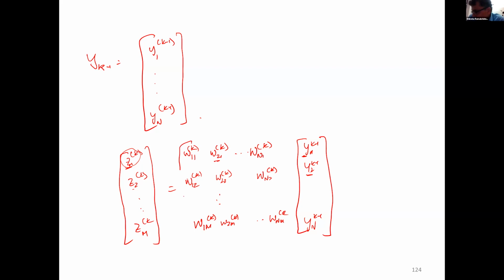So this is my weight matrix. And then I'm also adding a bias. What is the bias that I'll be adding for the z1? That's going to be B1k, right?